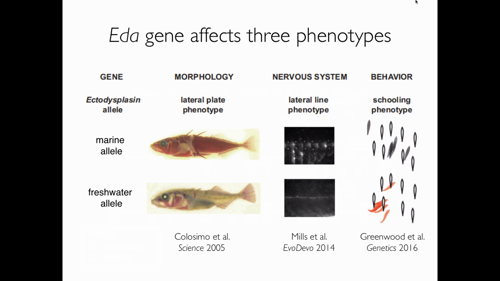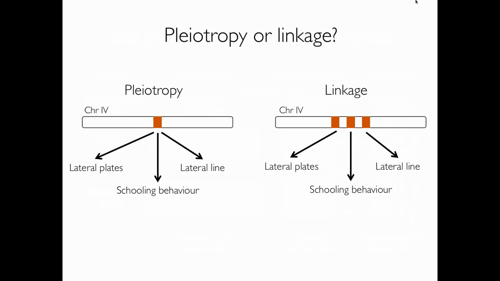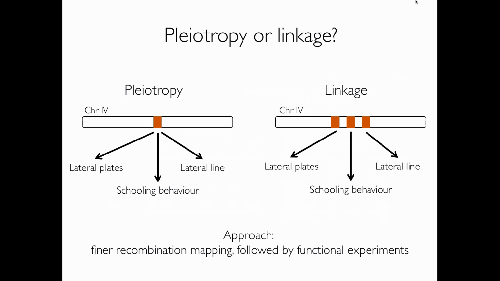Okay, so we know that this ETA gene has these pleiotropic effects on these 3 different phenotypes, but what we don't know is, is it due to the effects of a single mutation of these kind of 19 potential changes across the haplotype? Is one mutation affecting all 3 phenotypes? Or is it a linked set of mutations that are affecting each of these phenotypes independently? And so our approach is really to do finer recombination mapping to try and break up the associations across this small haplotype, and then do some functional experiments.